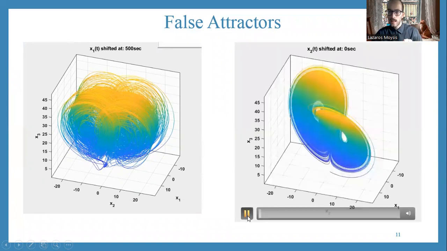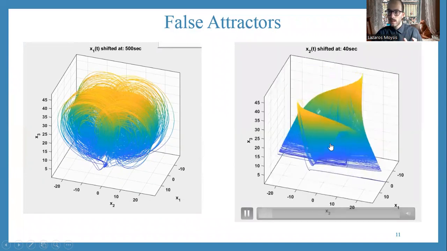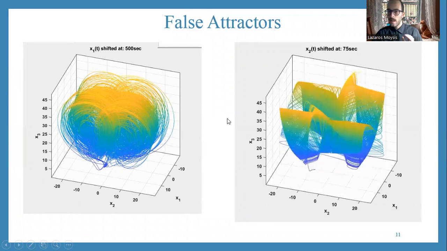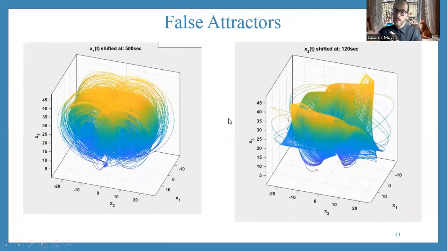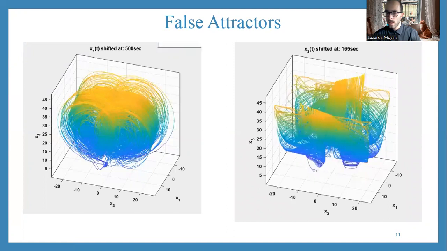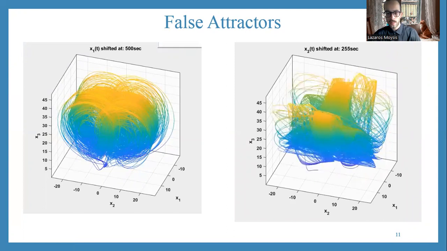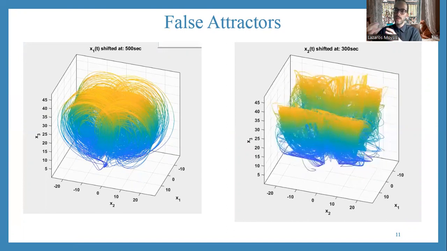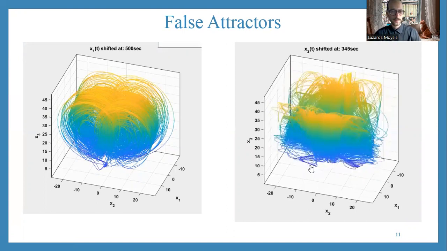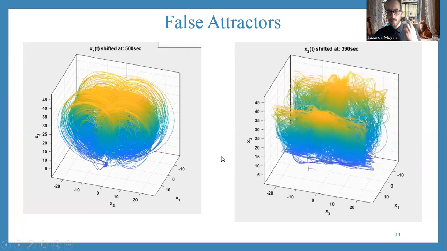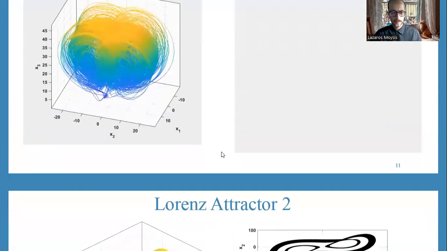Let me give you another example. Here is again the Lorenz attractor. I shift the second state, and you see that we have all of these different possible solutions as false attractors. So many different shapes to choose from. And of course, if I consider different combinations of shifts, I obtain more and more different attractors.